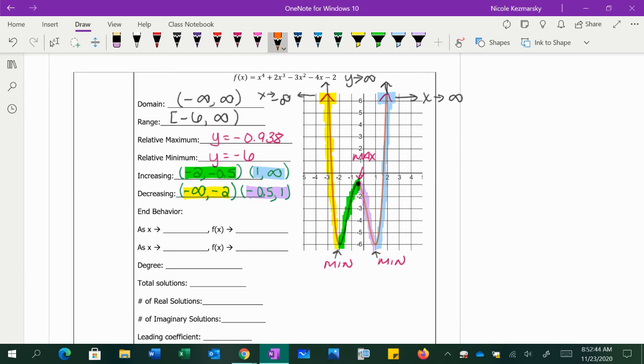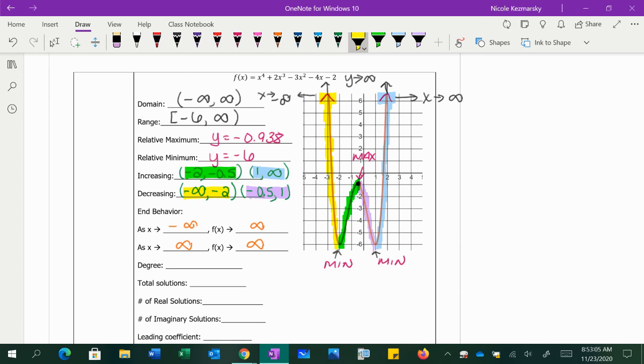We're going to look at our arrows again for our end behavior. So the yellow arrow says as x goes to negative infinity, f of x goes to positive infinity. And then as x goes to positive infinity on the blue arrow, f of x goes to positive infinity.